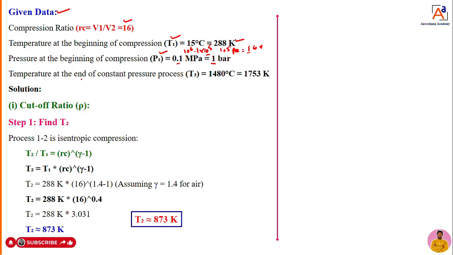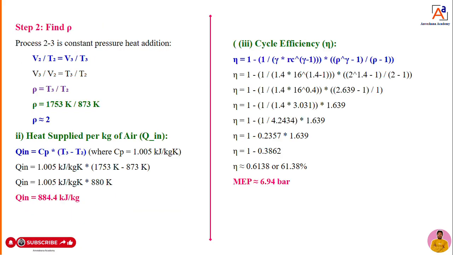And he is telling the temperature at the end of the constant pressure process, that means after heat addition, the temperature in the cycle is 1480 degrees Celsius. That is nothing but T3. How it is T3, I will tell you, dear students, now. Then you can convert this into Kelvin by adding 273, and you are going to get 1753 Kelvin. This is the data. So now, dear students, how it is T3, you can see now. I will show you the PV diagram and TS diagram.